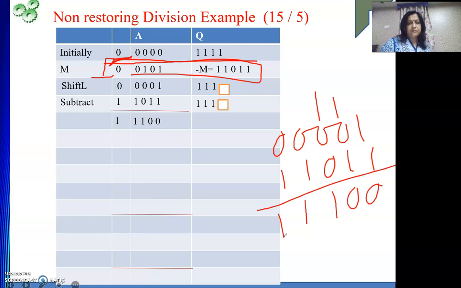See? 3, 1, 0, 0. Right? So when we see this result, what will we do? We'll make our Q naught to be 0. That's all we need to do. No need to perform any restoring. Now you start the next cycle.